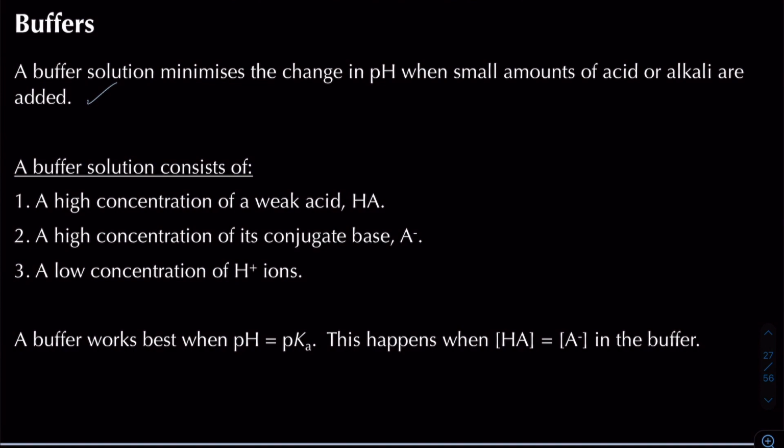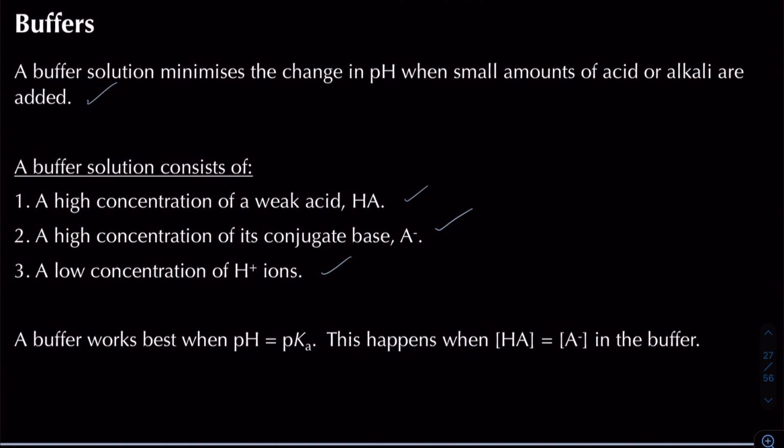Now, let's say we were to look at a buffer solution itself, it has to consist of the following three. It needs to have a high concentration of weak acid, and that could be anything like an organic acid, like let's say glycolic acid, ethanoic acid, and so on. We need to have a high concentration of conjugate base, which could be the conjugate base formed from these acids. So glycolic acid forms glycolate ions, ethanoic acid forms ethanoate ions, propanoic acid forms propanoate ions, and we also need to have a very low concentration of H plus ions itself.